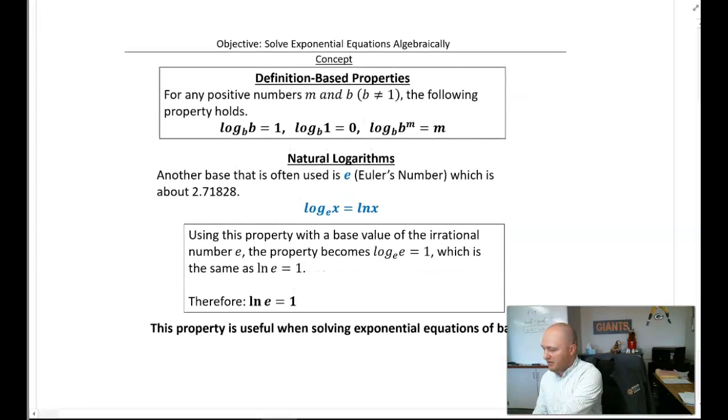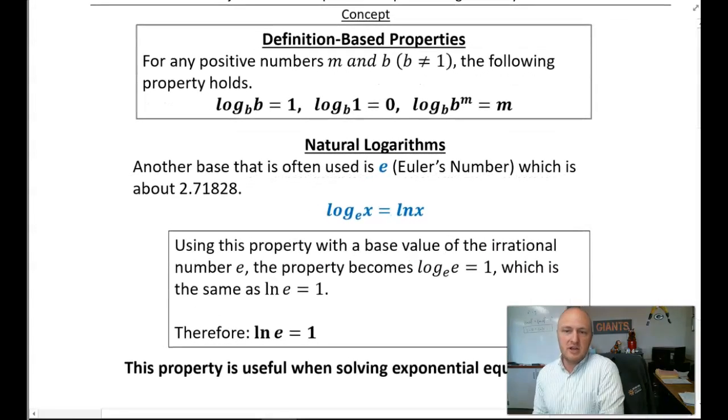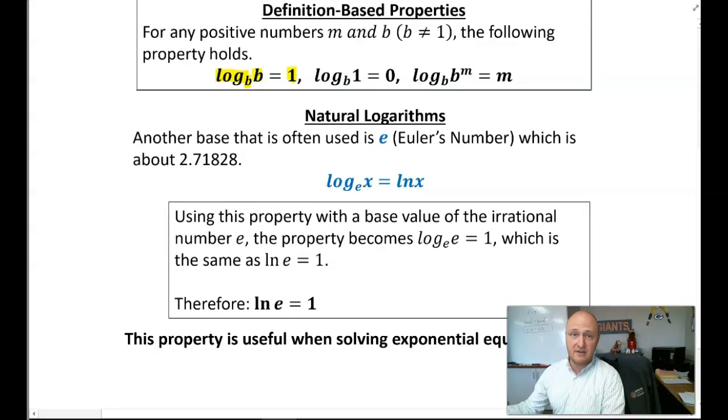Some other properties of logs are worth noting. We may or may not use them in this lesson. If I have a logarithm with the same base of a value, that answer is always going to be 1. Here's an example, which we will definitely use in this lesson. The natural log of e. Natural log is log base e. So these simplify, or you can think of it as canceling out, and this is equal to 1. I would put a star by this property. We will definitely use this in this lesson. So the natural log of e is 1.